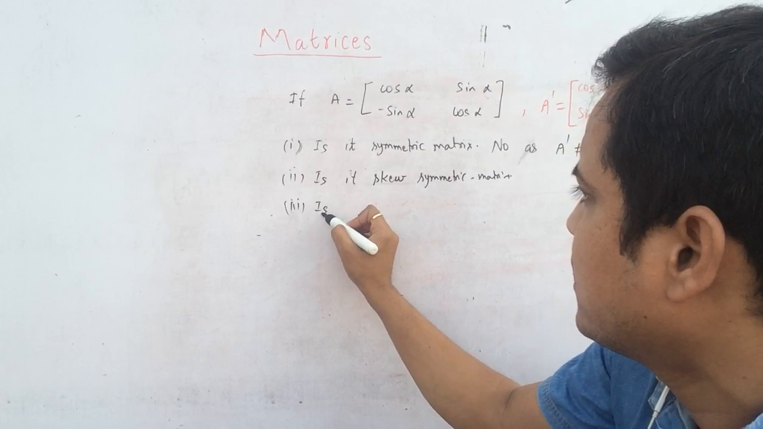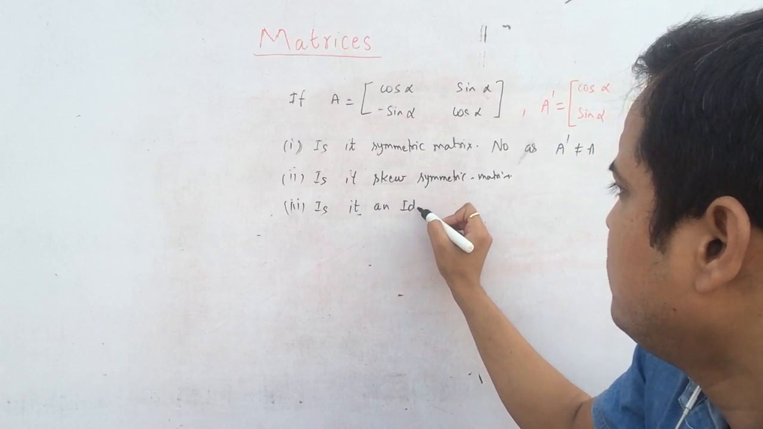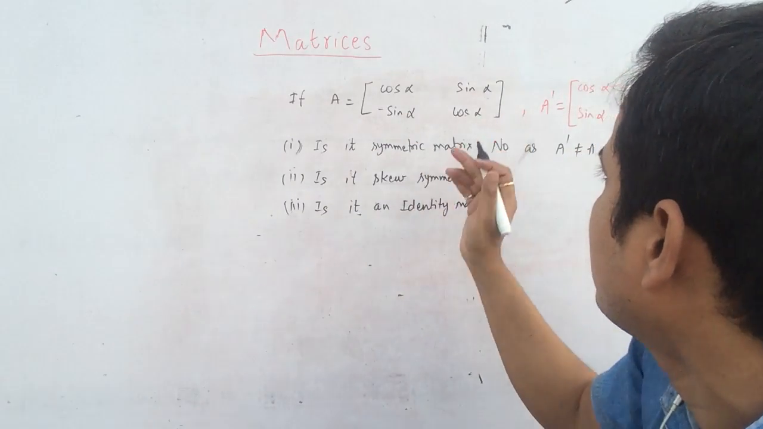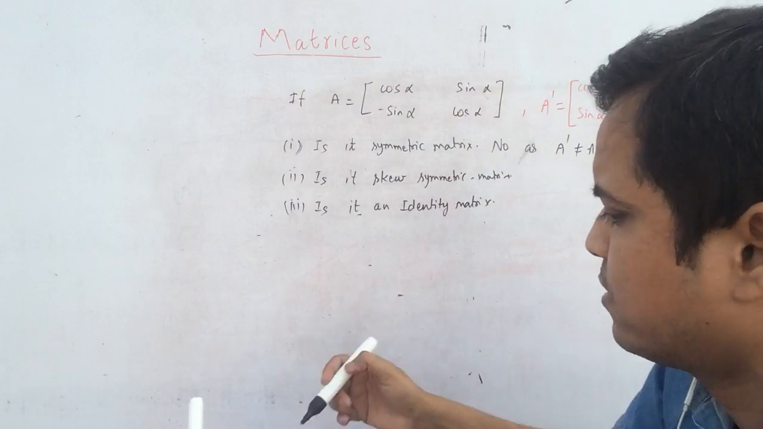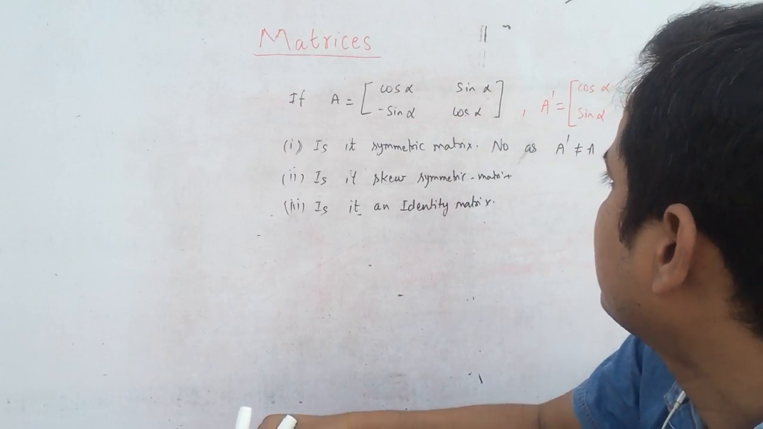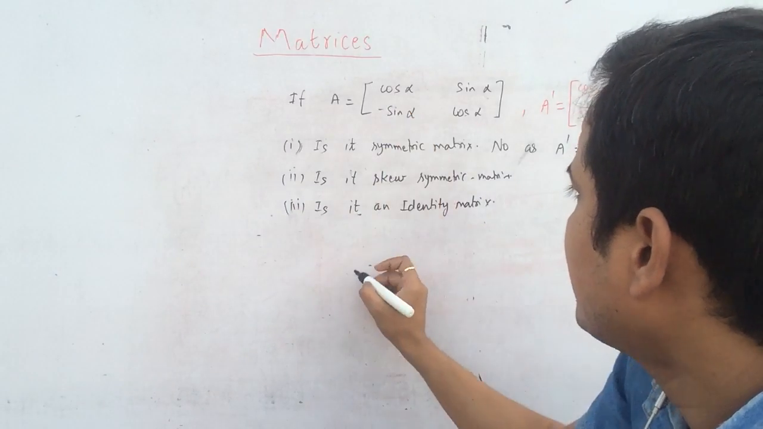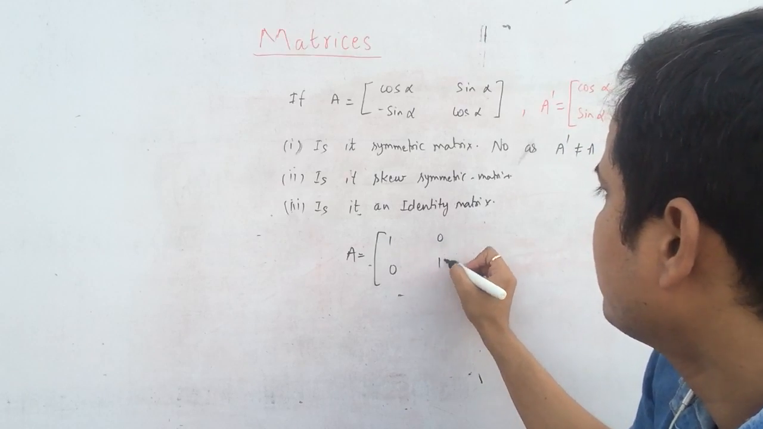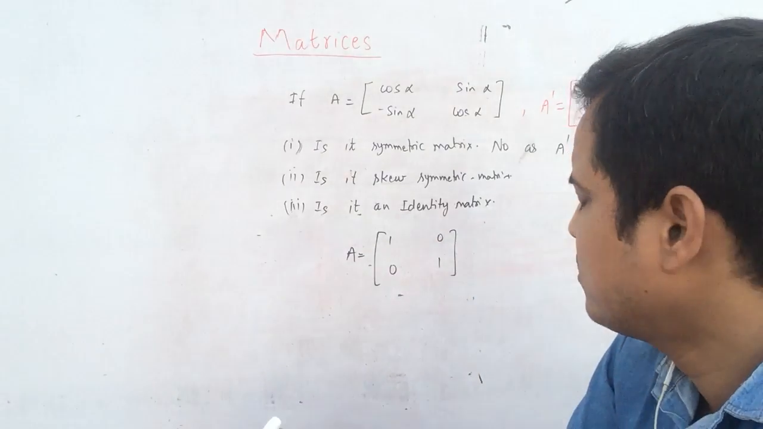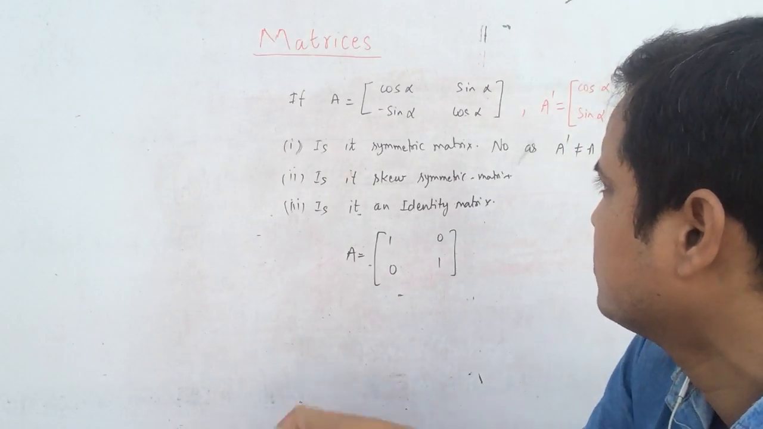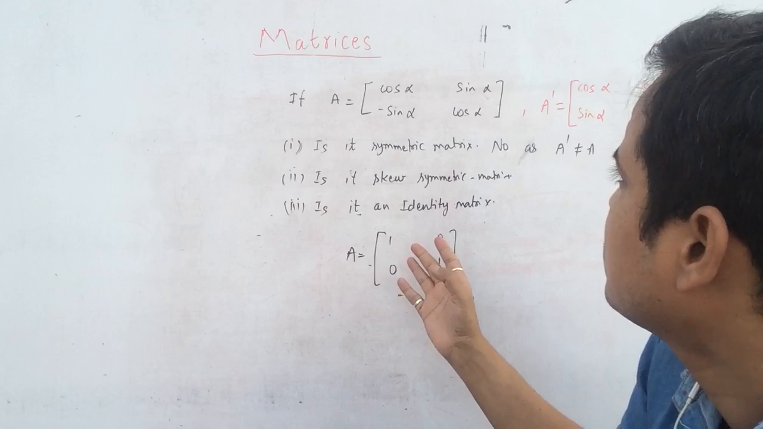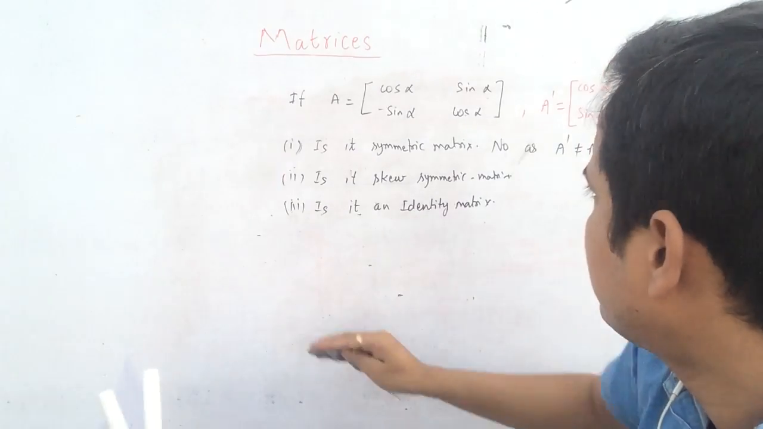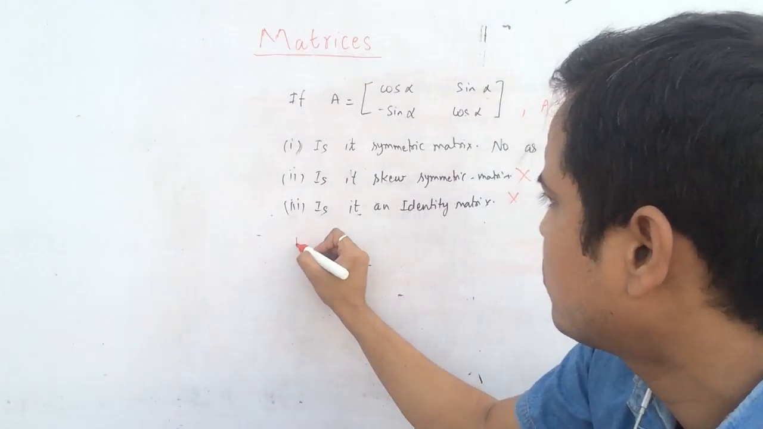Third, is it an identity matrix? No, it is not, because you know that an identity matrix is like this: 1 0 0 1. In the diagonal you get only 1, and it is a diagonal matrix in which you get 1 in the diagonal. So this is also not. Fourth, what is this?